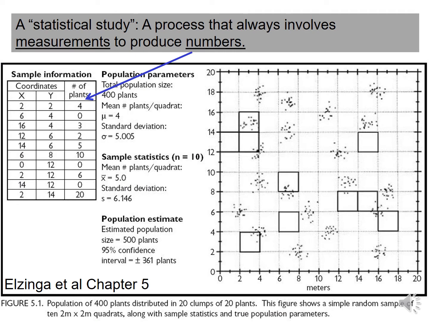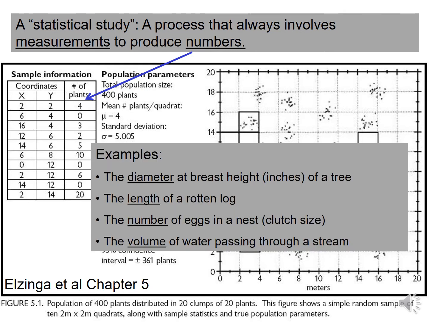The first concept we need to cover is the term statistical study, which is a common way of referring to a process that measures things to produce numbers. These measurements can be anything we quantify in natural resources, from the diameter at breast height of a tree to the number of eggs in a nest.